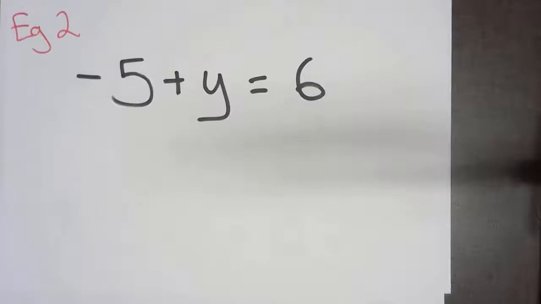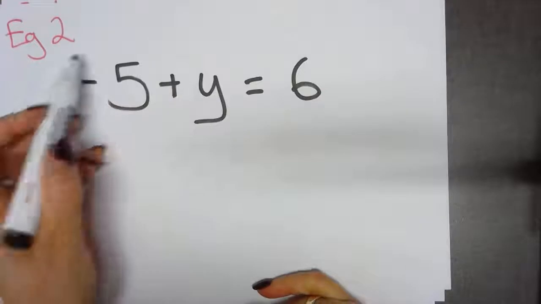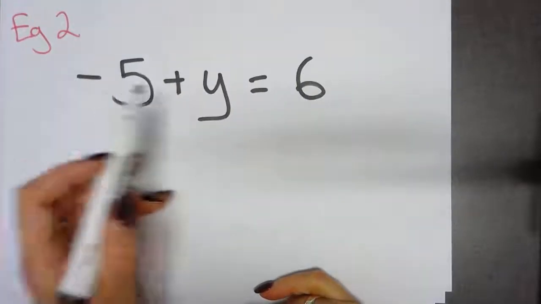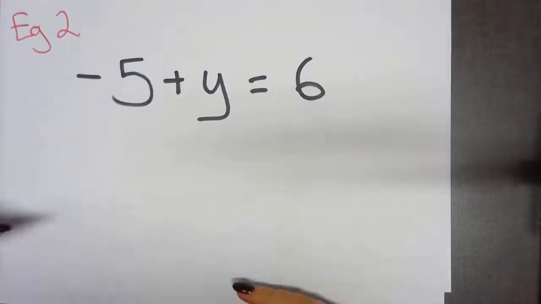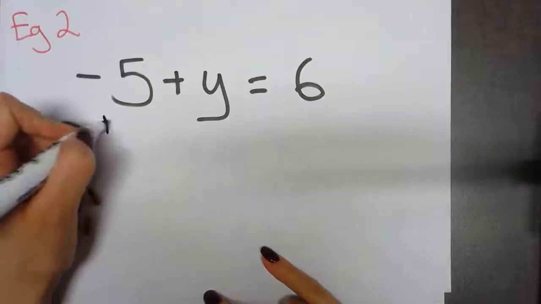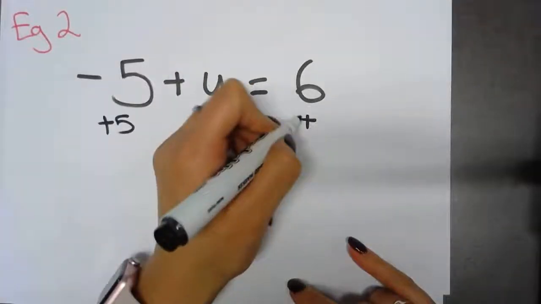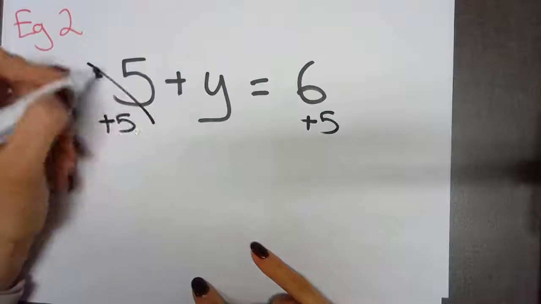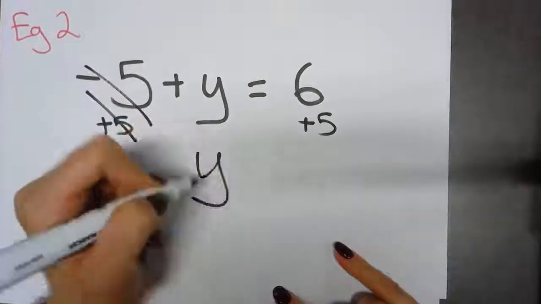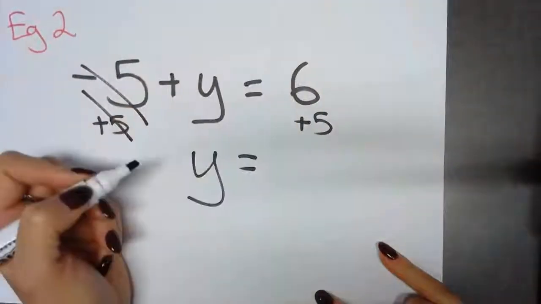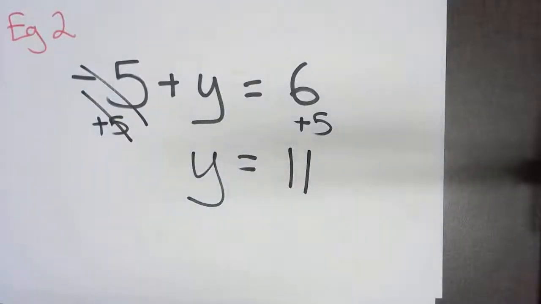Okay, example number 2. Here we have y and we have a negative 5 with it. So negative 5 plus y. We need to cancel that negative 5 by making a positive 5. What you do on one side, you must do to the other. Cancel it off this side. Only y is left, and we have 6 plus 5 is 11.